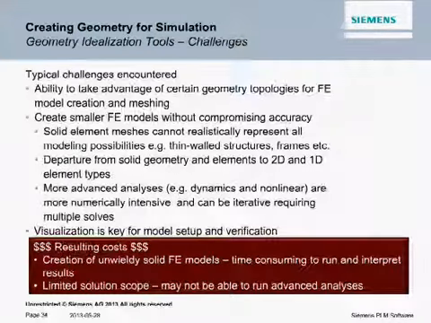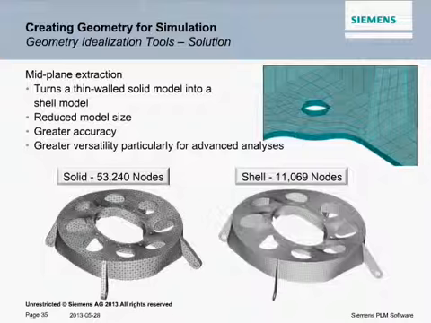So looking at the first thing then, mid-plane extraction. You have a thin-walled solid. It's very straightforward to extract the mid-plane of that, and once you have the mid-plane, you can mesh it with two-dimensional elements, and suddenly you move from a 3D model into a 2D model, and with no loss of accuracy, as the elements are very efficient.